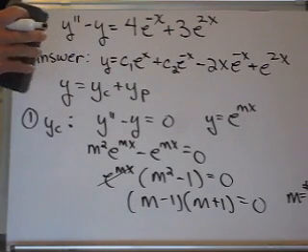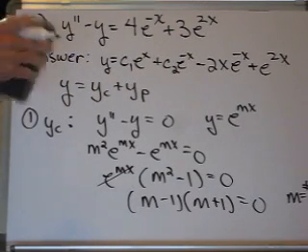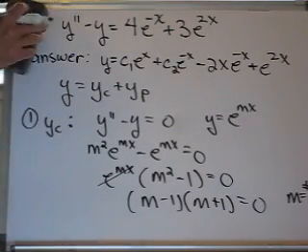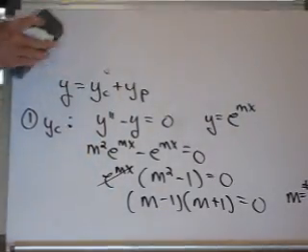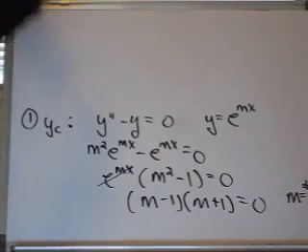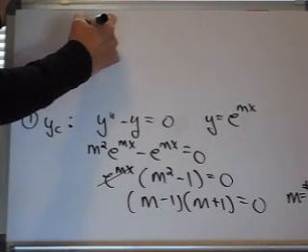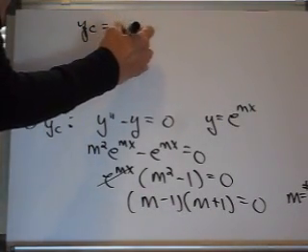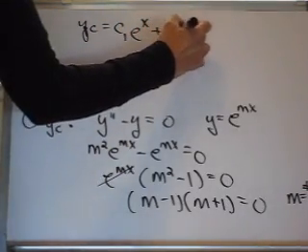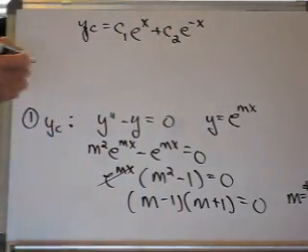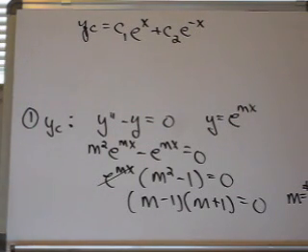You could get the Wronskian to check that. So the complementary solution is actually going to look like this. y sub c is equal to c1 e to the x plus c2 e to the negative x. So that's the first part.